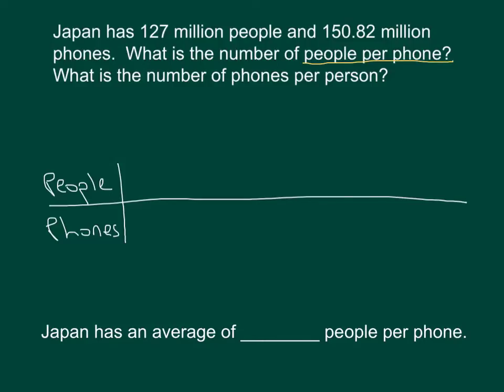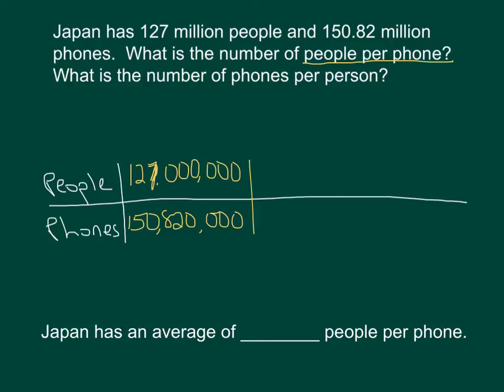So I'm going to fill in the number of people. I know I had 127 million people, so I'm going to write 127 million, and I'm writing this in standard notation because in the last step I already fixed it to make it standard notation. My number of phones is 150,820,000.